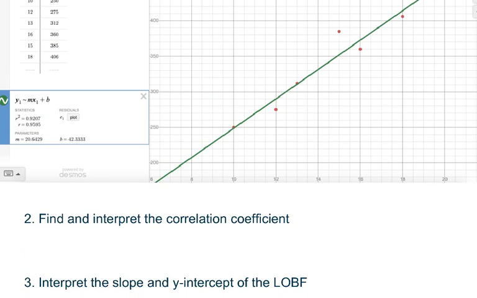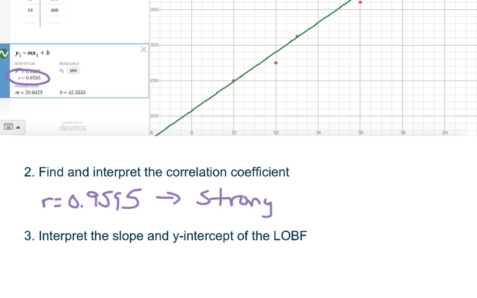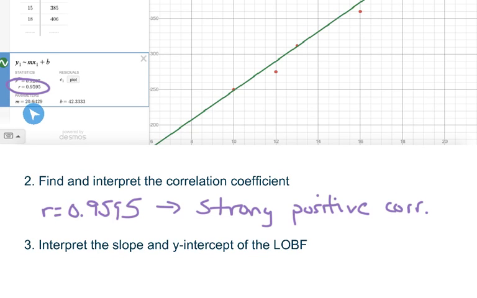That makes sense. Question number 2, find and interpret the correlation coefficient. Well, Desmos gives us that. It's this r value right here. We can say r equals 0.9595. Well, interpret means just kind of describe it. To me, that's really close to 1. This is a strong, in this case it's positive, so positive correlation. Now notice this correlation coefficient, that is not the slope of our line. The correlation coefficient tells us how strong and in which direction. It doesn't tell us the slope of the line. That's what the line of best fit tells us.